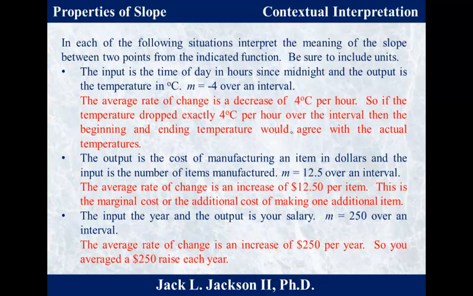The output's the cost of manufacturing an item in dollars, and the input is the number of items manufactured. If m is 12.5 on an interval, the average rate of change is cost over item, so it's dollars per item. So that's $12.50 per item. This is what's called the marginal cost, or the additional cost of making one additional item. On top of making all the ones before, this is the additional cost for one more item. The input is the year and the output is your salary. m is $250 over an interval. That says your average rate of change is an increase of $250 per year. So you're getting an average of $250 a year for your raise each year.